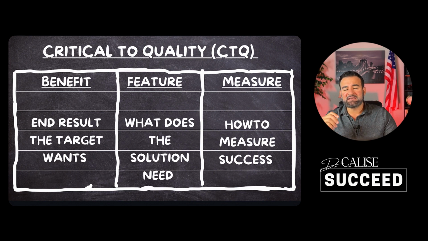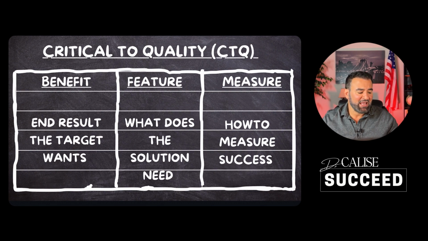But the key is to identify what the various end results are, which are why consumers are actually going to your business. This helps you make sure that your business is customer focused and not you focused. So you want to make a list of all the different benefits that you think your target audience needs in order to do business with you.